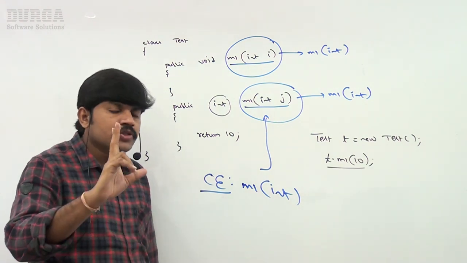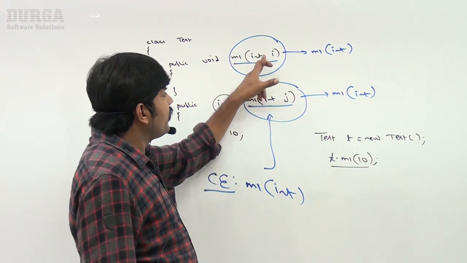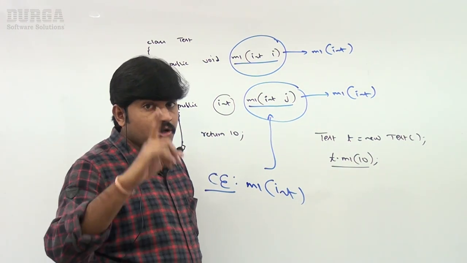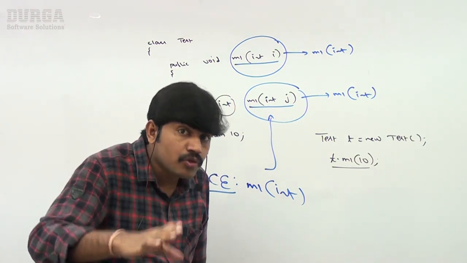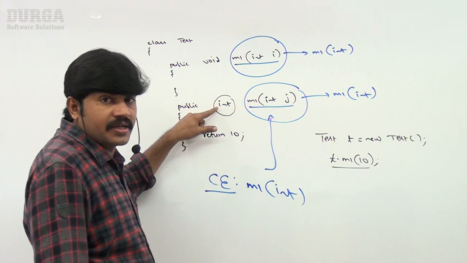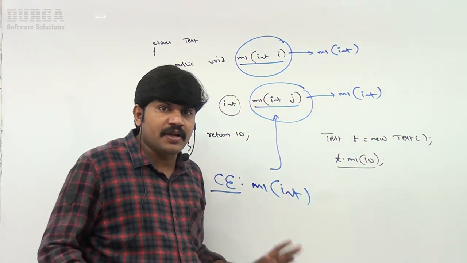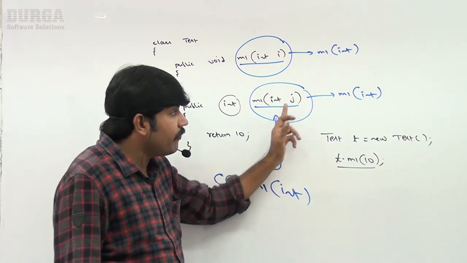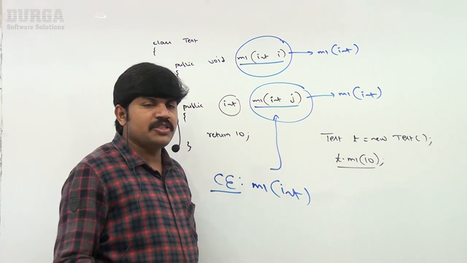Clear for all of you, right? So the important conclusion here is, within a class, two methods with the same signature are not allowed. If you try this by mistake, we will get the error even though the return types are different. One is void, but the second one is int. Even though return types are different, within the same class two methods with the same signature are not allowed.